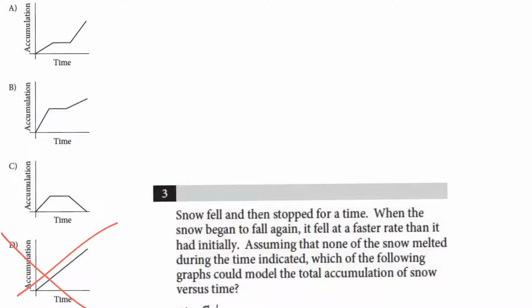And C actually shows that the accumulation went down, so maybe the snow melted. That didn't happen. B, well, it accumulated very quickly on the first interval, and in the second interval it's accumulating slowly. So that's not it. And yes, A is our solution. It accumulates slowly, it stops accumulating, and then accumulates faster. So A is our solution.